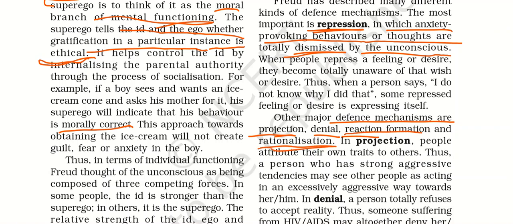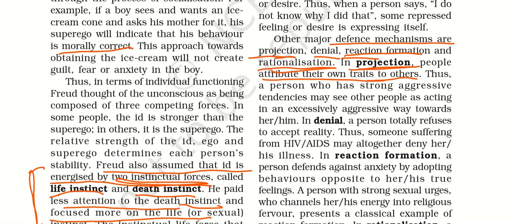So what happens in projection? People attribute their own traits to others. Like, I did not do it, Z did that particular thing. You're projecting your mistakes onto someone else. Thus, a person who has strong aggressive tendencies may see other people as acting in an excessively aggressive way towards him or her. So the projection is like, I am not angry, you are getting angry, whereas the person himself is getting way too angry. So that is projection.